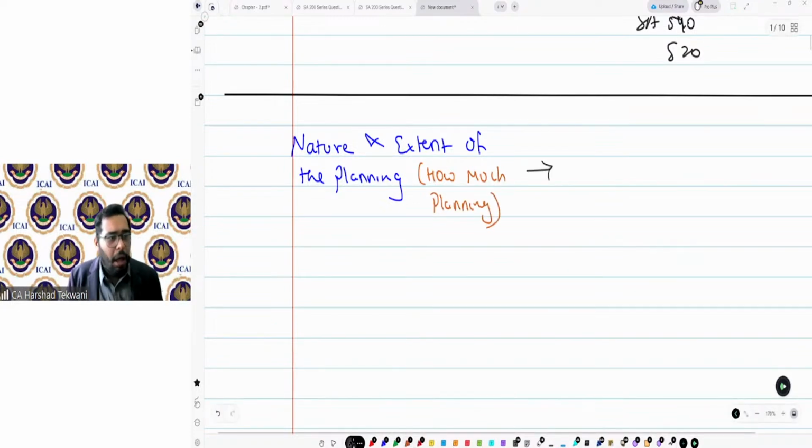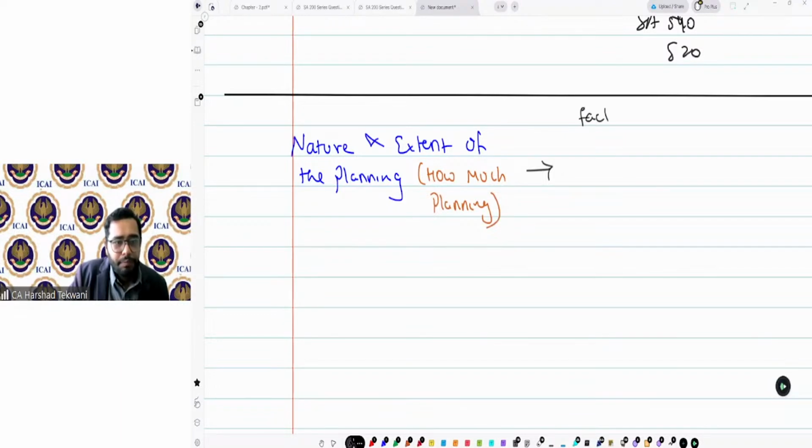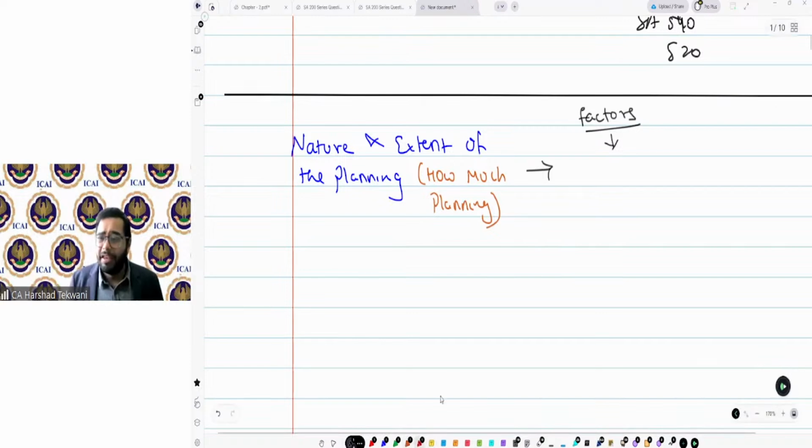So you guys tell me how much planning is required to be done. Can you tell me some factors which help us decide how much planning is required? On what things does the detailed level of planning depend? How much detailed planning is required? What are those factors?